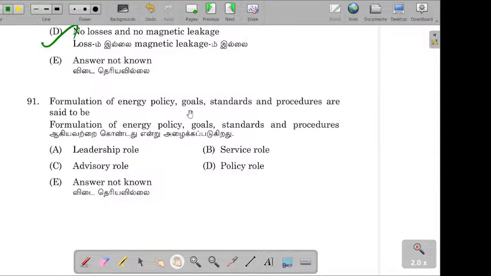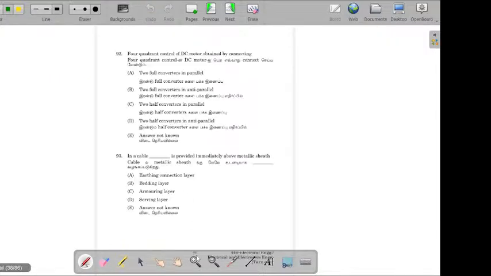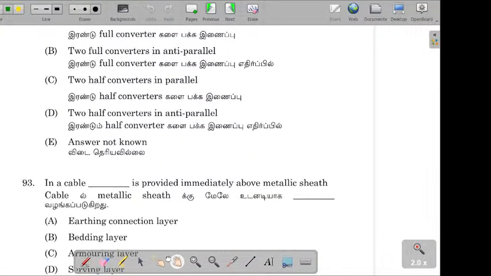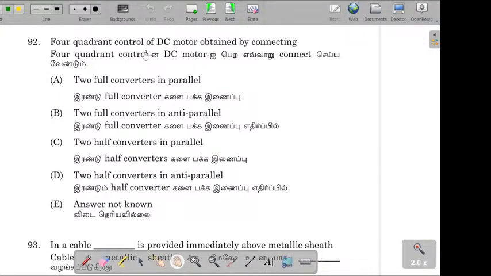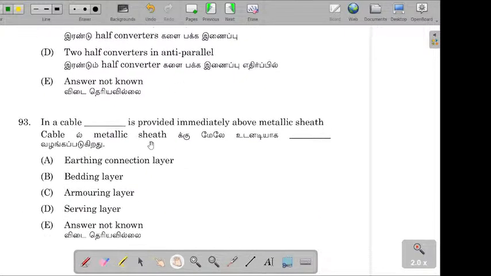Formulation of energy policy, goals, standards and procedures are said to be policy role. Four-quadrant control of DC motor is obtained by connecting two full converters in anti-parallel. And a cable bedding layer is provided immediately above metallic sheet.